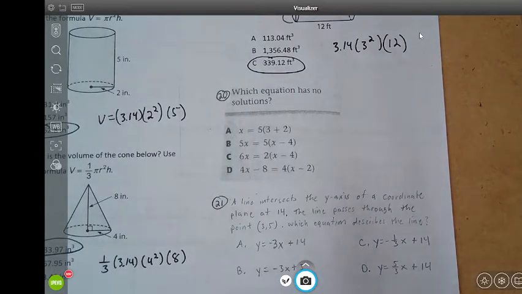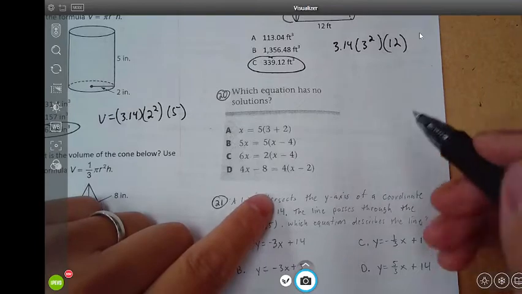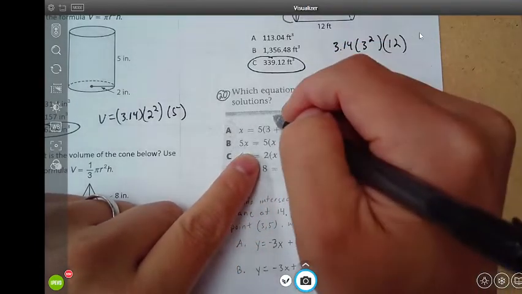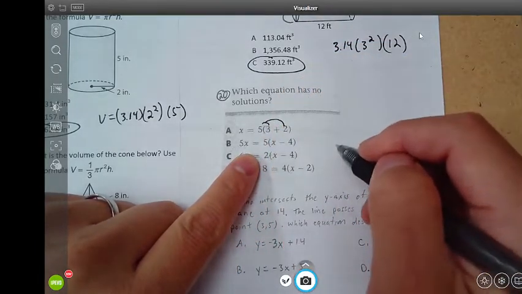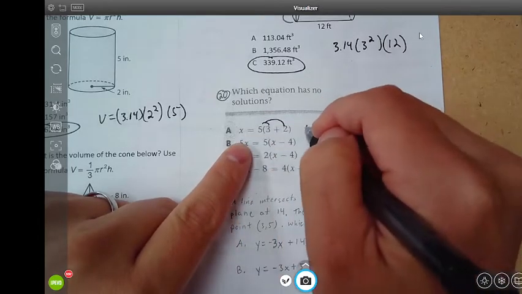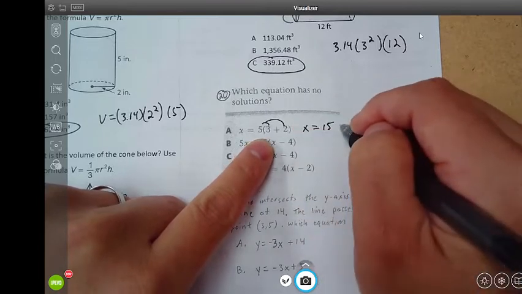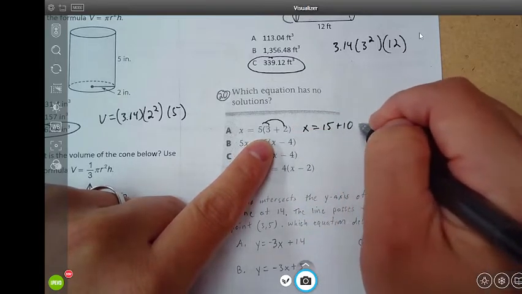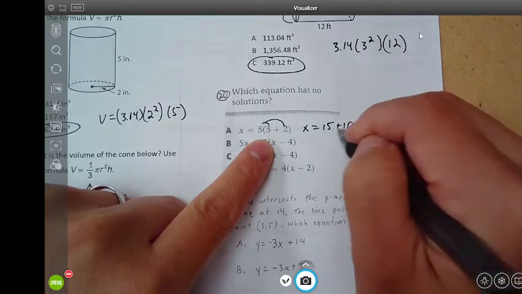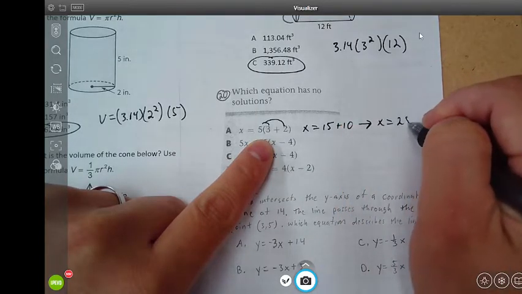Which equation has no solutions? All right. So for no solutions, this is a special case, where the x on both sides is going to be the same, but the constants are going to be different. Okay. So this one, look at option A. If I distribute in, I have this x equals 5 times 3 is 15, 5 times 2 is 10. Well, this gives me x equals 15 plus 10 is 25. That has a solution, right?